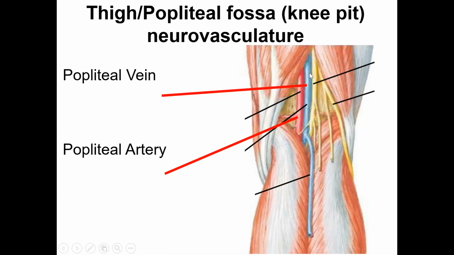So emerging on the posterior aspect of the lower extremity here at the knee region, which is sometimes called the popliteal fossa, this diamond-shaped region that's posterior to the knee, we call these vessels here the popliteal artery and the popliteal vein. We can also see the tibial artery that's descending here and the common fibular artery that's branching into the superficial and the deep.